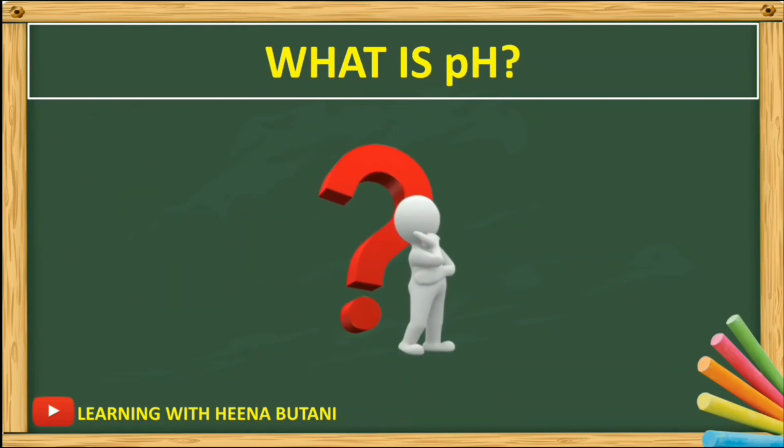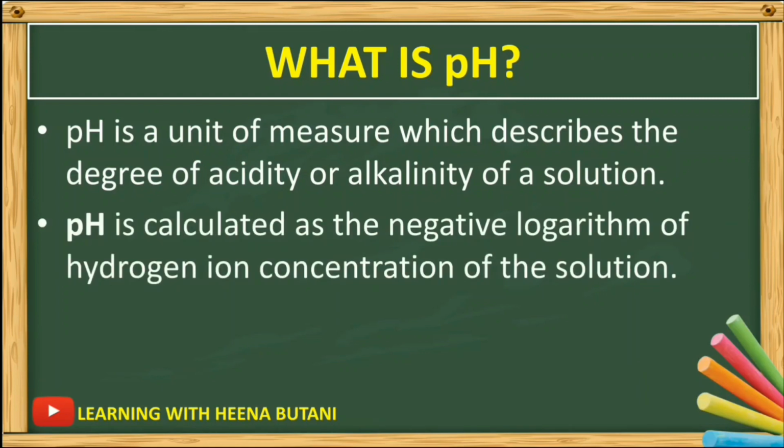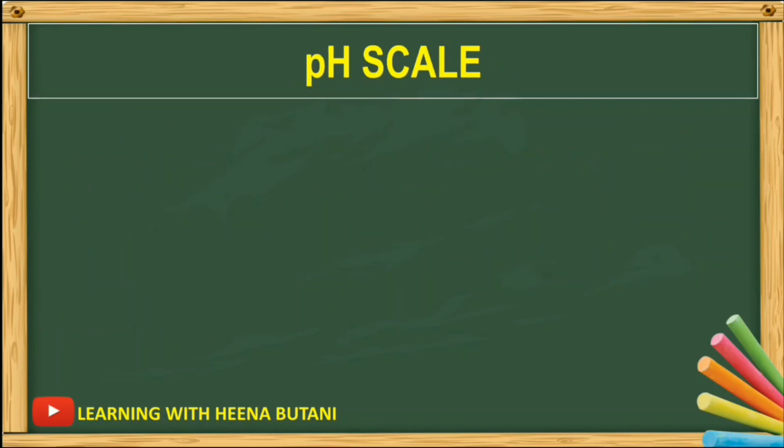What is pH? pH is a unit of measure which describes the degree of acidity or alkalinity of a solution. What is alkalinity? It is also called basicity of a solution. pH is calculated as the negative logarithm of the hydrogen ion concentration of the solution. Mathematically, it is represented as pH = -log10 [H+].